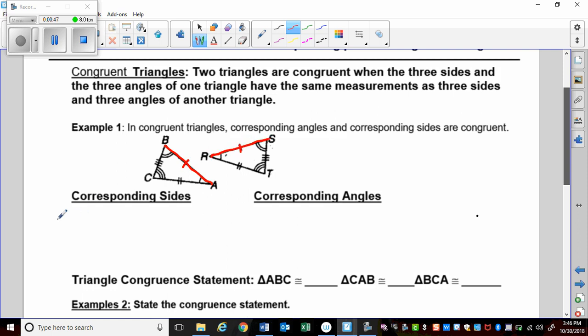So we're going to say BA is congruent to RS. Remember, we name a side with 2 letters, and those are line segments, so we're going to put a line above them with no arrows. I'm going to do the other one. CA is congruent to RT. And my last one is CB is congruent to ST.